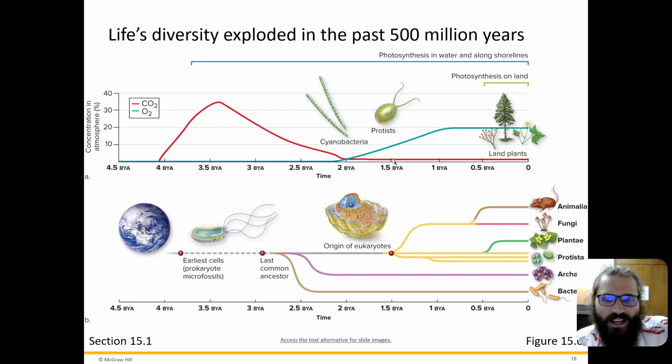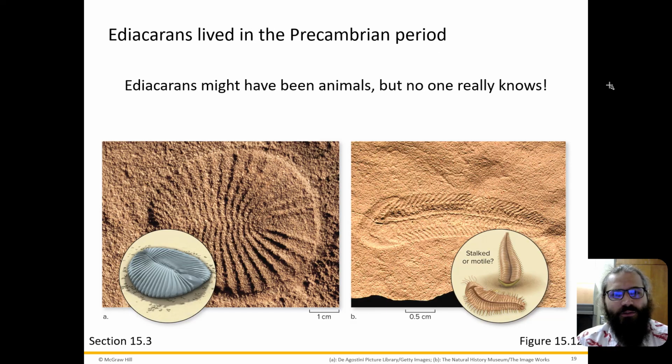Because 1.5 to 0, and more importantly, 500 million years, it's really all it took to get most of that diversity. And when I say all it took, it's still 500 million years. It's a lot of time, right? Notice that photosynthesis on land is really recent. So let's take a look at that.